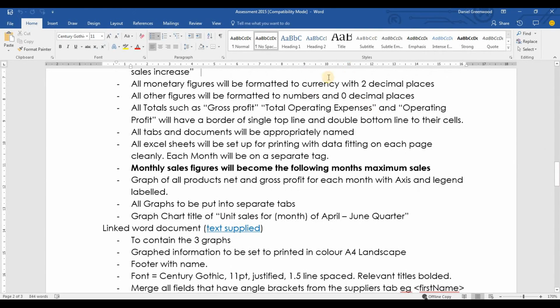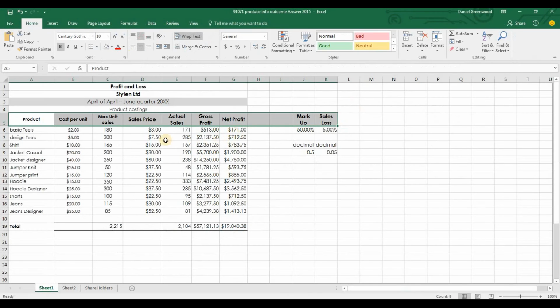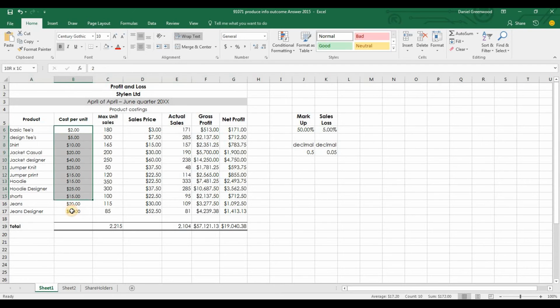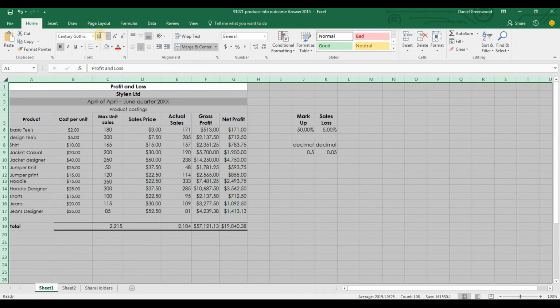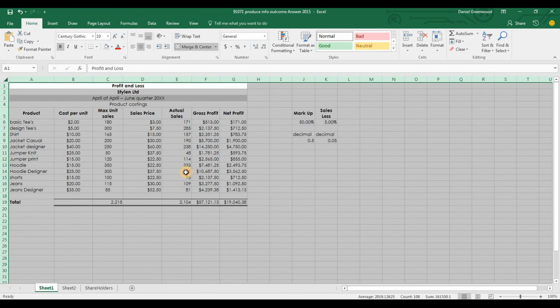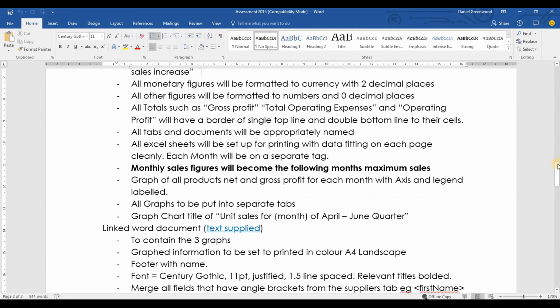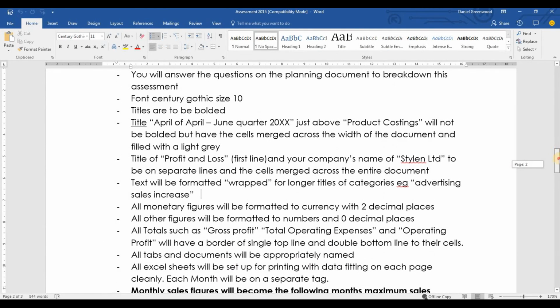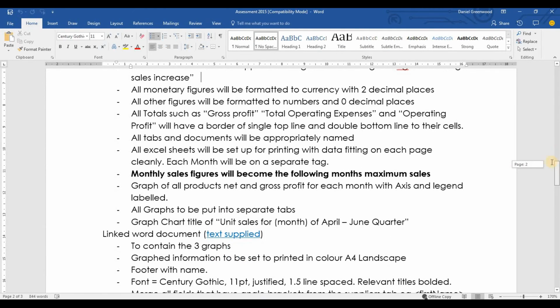All monetary figures to be formatted with two decimal places, plus obviously represent currency. That is not Century Gothic, or is it? It is. Those are, okay, different size. So that should be Century Gothic size 10. Pretty sure. Yeah, size 10, there you go.